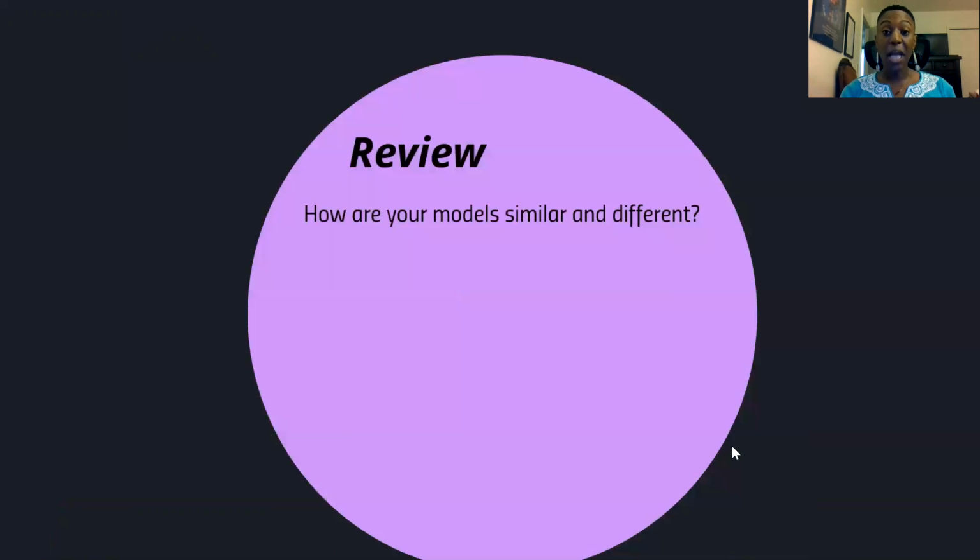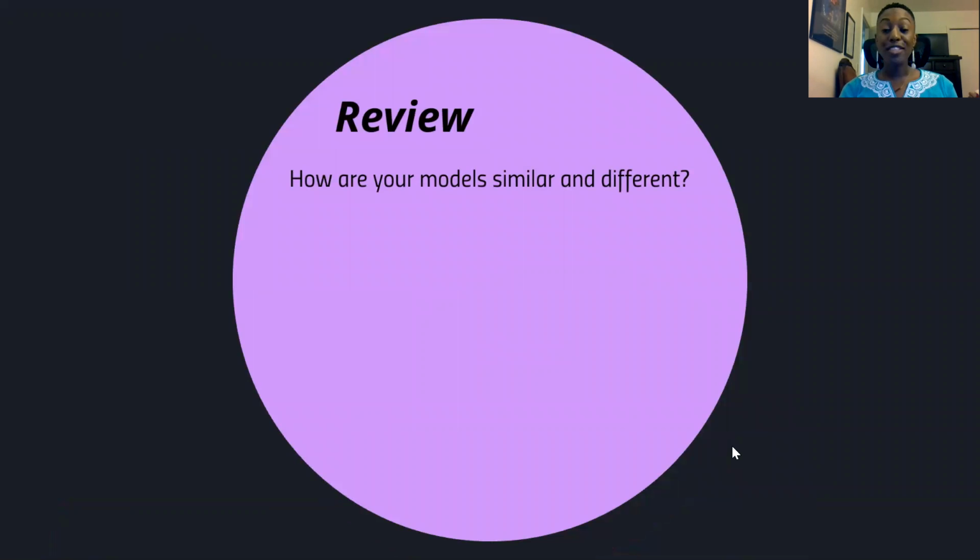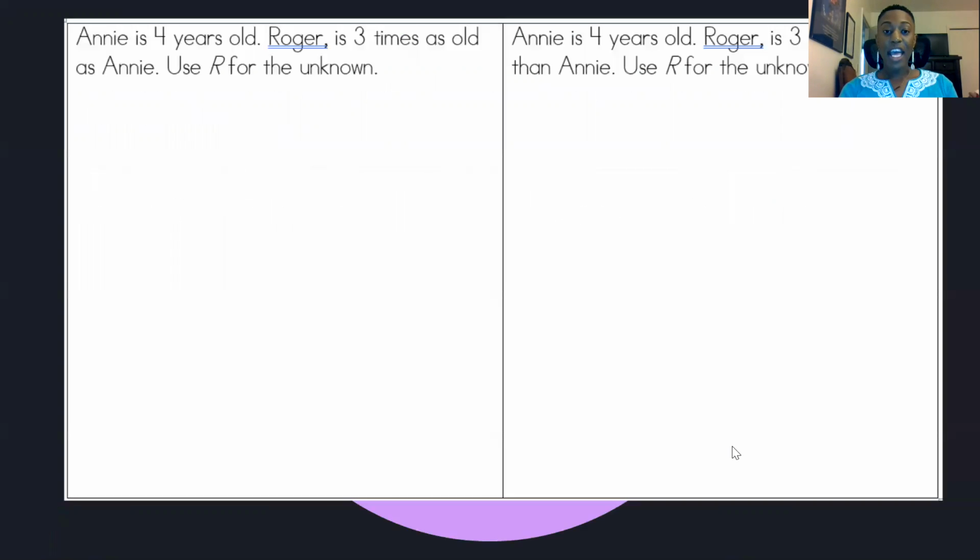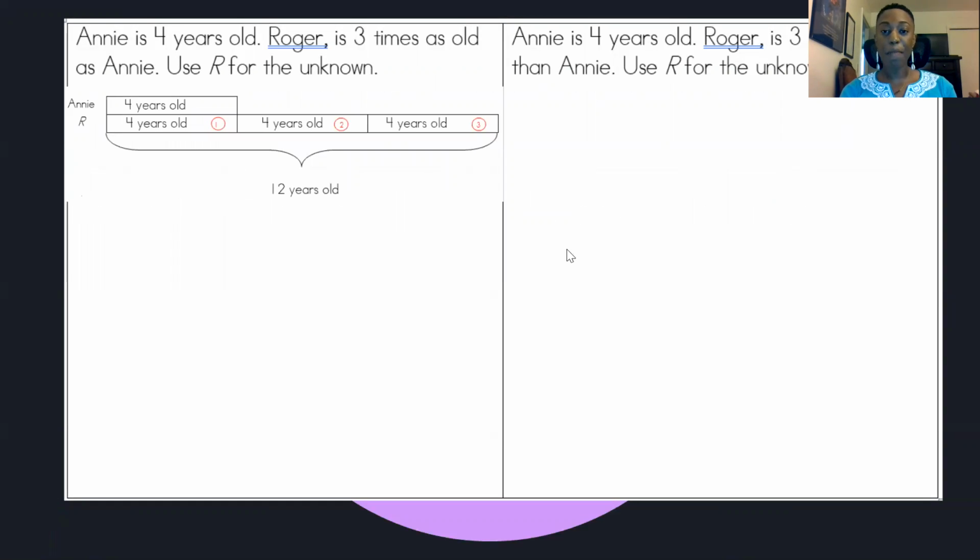So now let's go ahead and look at our models. How are your models similar and different? Here are my models. That was our models for the first problem. What type of comparison is that? Yes, a multiplicative comparison. Nice job. You can go ahead and label that problem right over here with an MC for short. Now talk to me, what type of problem was this one? Additive comparison. Nice. Go ahead and right here in the same spot, label it AC. Let's check out the model.